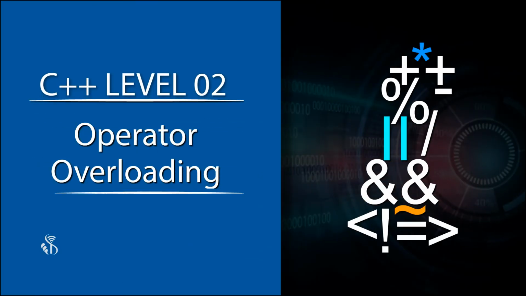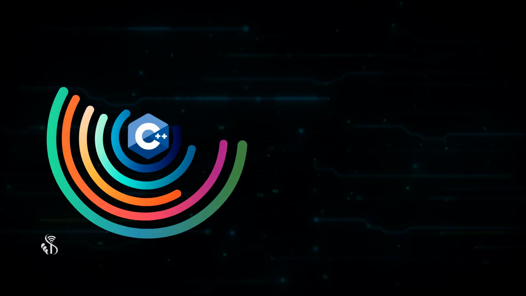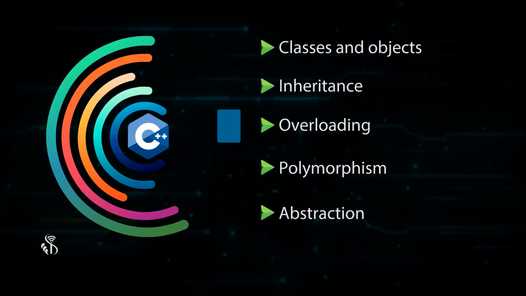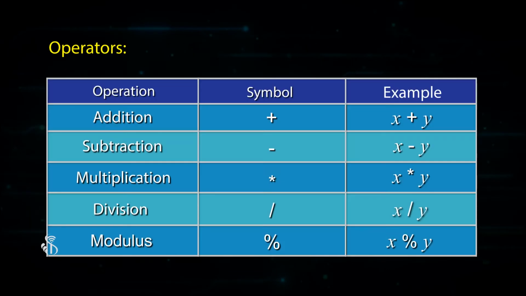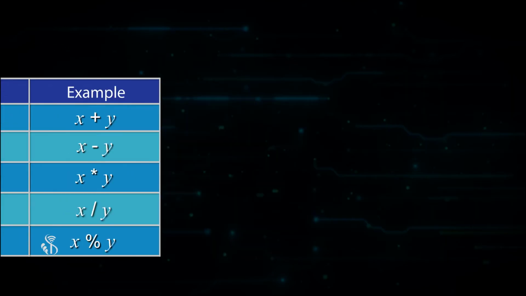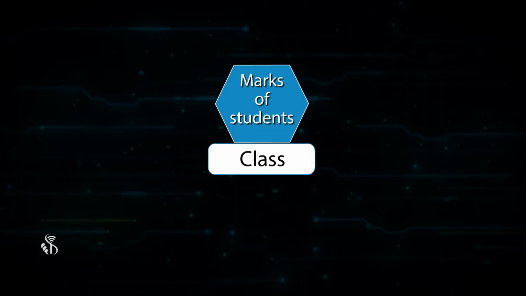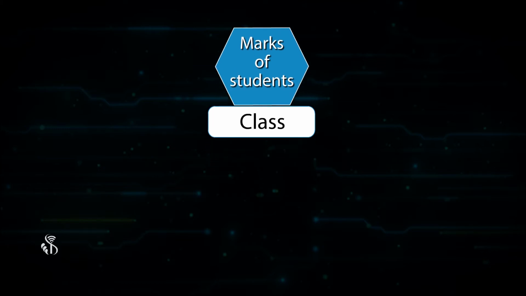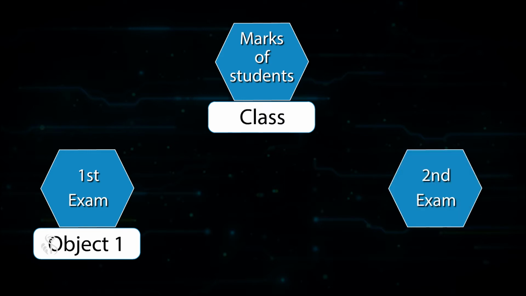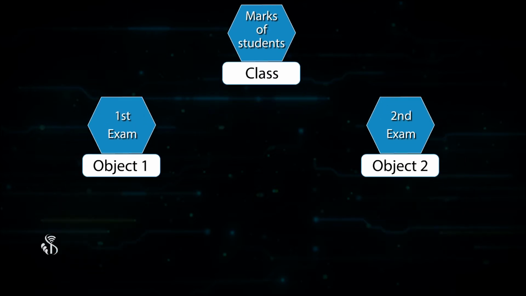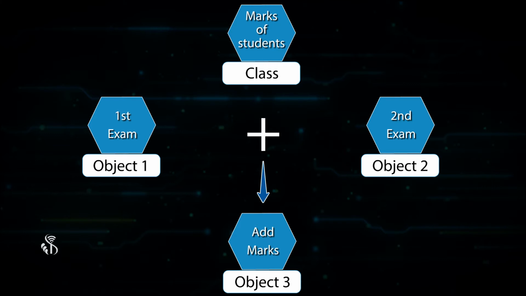Operator overloading. Along with functions, C++ also provides us with the feature of operator overloading. We have studied at the basic level what operators are. Suppose you have created a class for the marks of students. The marks in the first exam have been stored in one object and the marks in the second exam have been stored in another object. Now you would like to add the marks in both the objects and store it in another object.